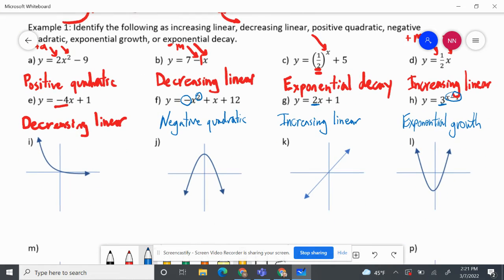Now let's look at the graphs. So for the first graph, we see that it's exponential because of the curve. The curve is going down, so that would be exponential decay. We see a quadratic, it's going down, so that would be negative quadratic. We have a linear equation because it's a straight line. It's going up, so that would be increasing linear.